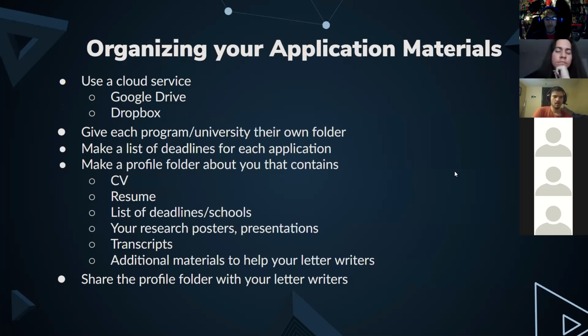Okay, so this is something I wish I would have done when I was applying for graduate school. And it's a great idea. I did not do this. Everything is just kind of a mess still in my documents folders to this day. Use a cloud service, like Google Drive or Dropbox, whichever one you're more comfortable with. Put the programs and universities into their own folders, and also include a list of deadlines for each application.